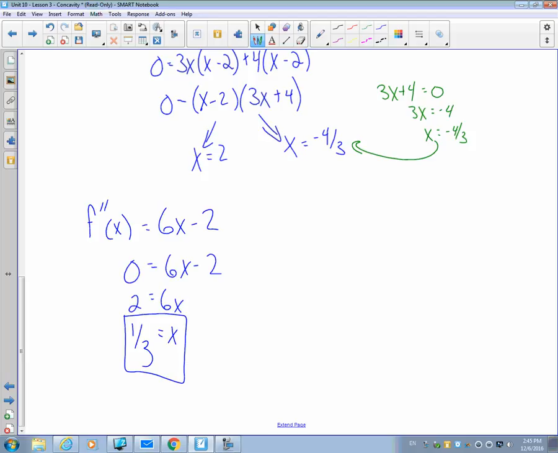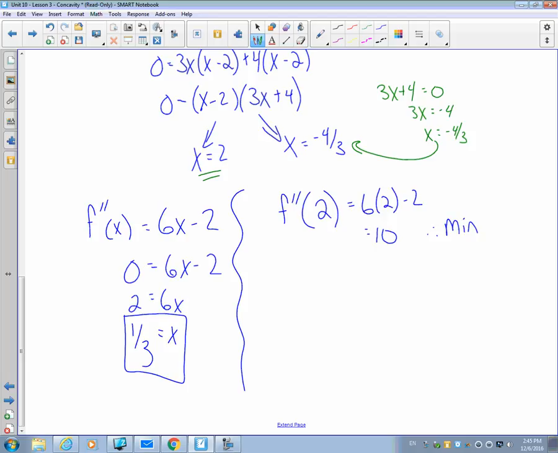I can also use my second derivative for my increase and decrease idea. How do we do that again? We take our critical points from our derivative, so that's these ones, and we plug them into our second derivative. So let's try f double prime at 2. What do we get? We get 6 times 2 minus 2, which is 10. The fact that it's positive tells me it's a minimum at 2.